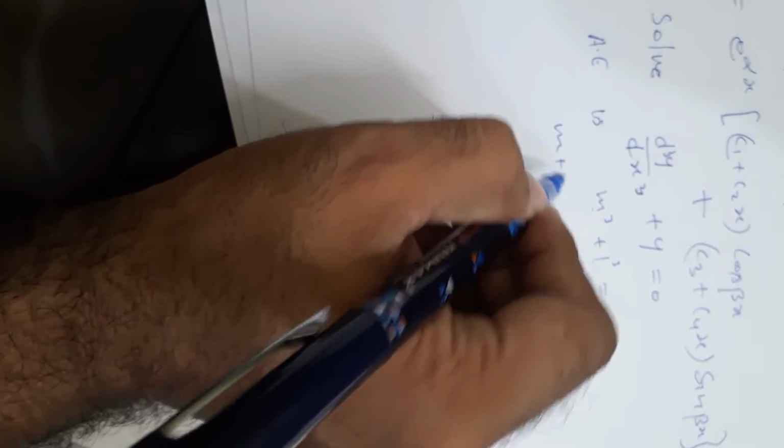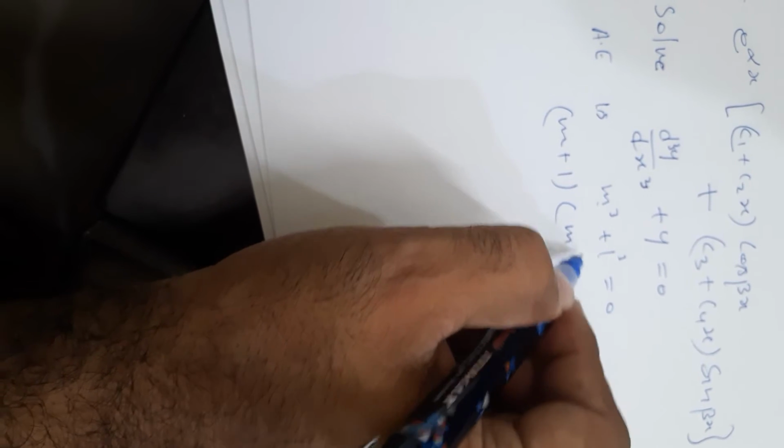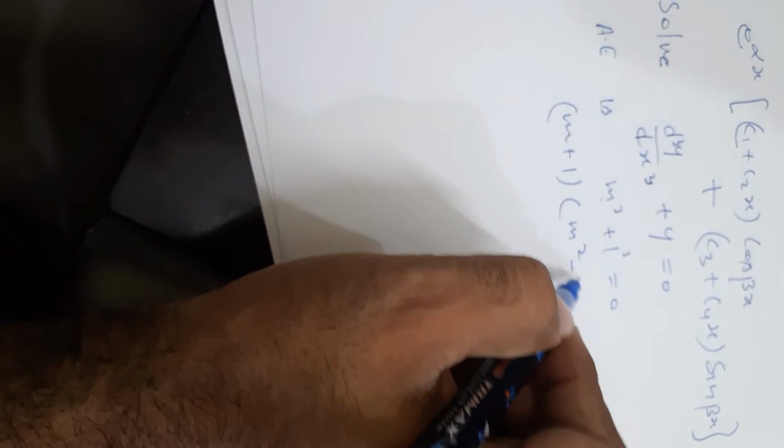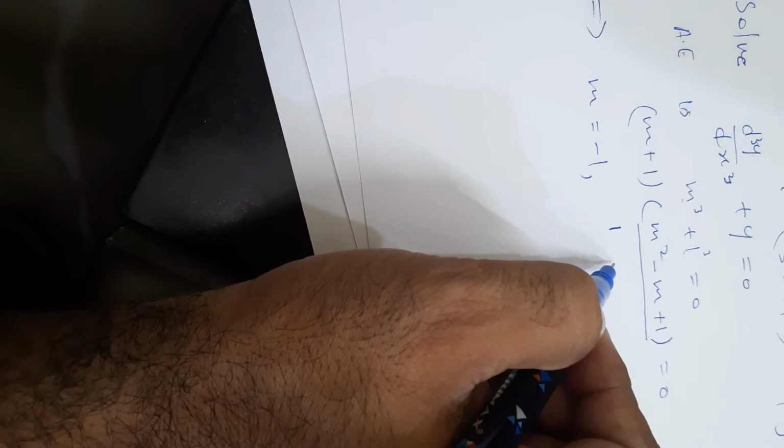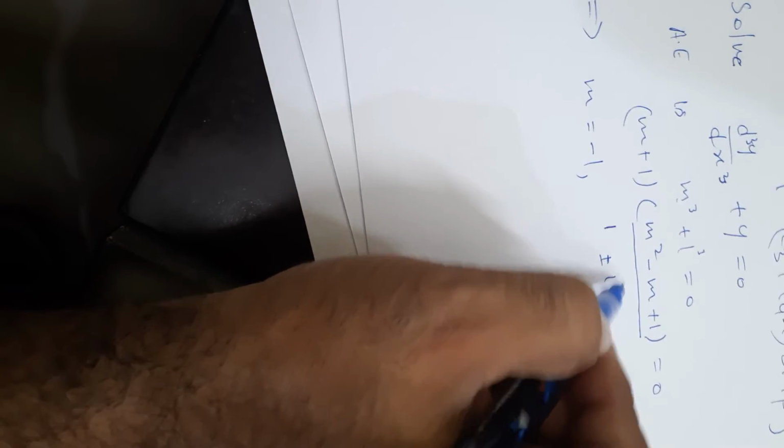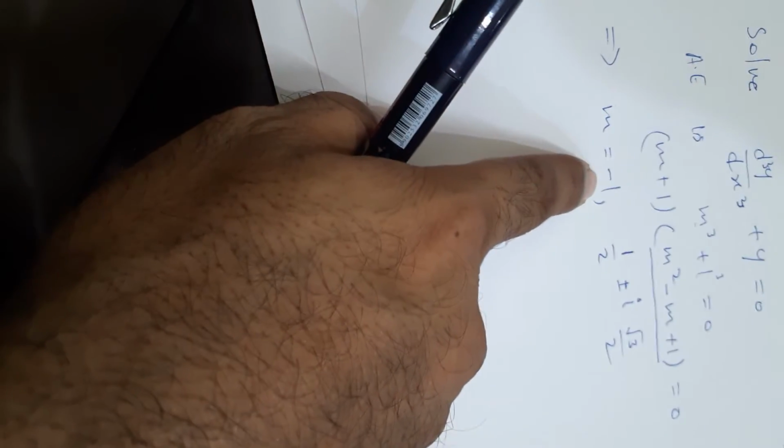Here we solve this cubic equation: a cube plus b cube factorizes, so m plus 1 is the first bracket and the second factor is m square minus m plus 1. This factor gives us complex roots, 1 by 2 plus minus i root 3 by 2. So here we have three roots: one is a real root and the other two are complex roots.